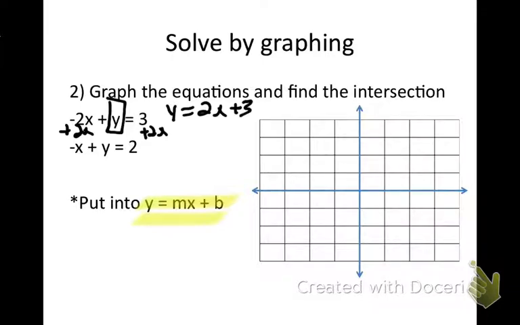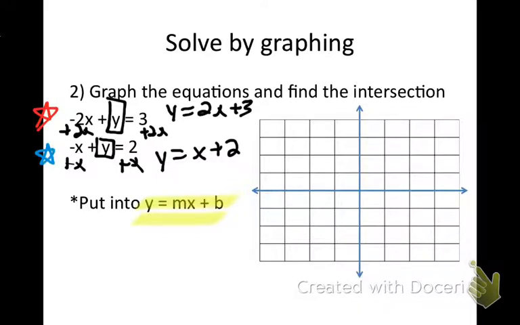Now I'm going to do the same thing on the second equation. I need to get y alone, so I'm going to add x to the other side, giving me y equals x plus 2. And then from here I'm going to have my two equations. I'll have my red line, I will have my blue line, just to distinguish between the two. And I'm going to start off with my y-intercept. So my y-intercept is a positive 3, so I'm going to go straight up 3 right there.